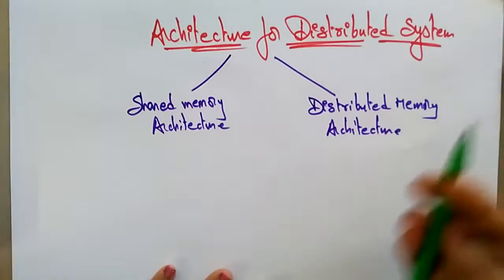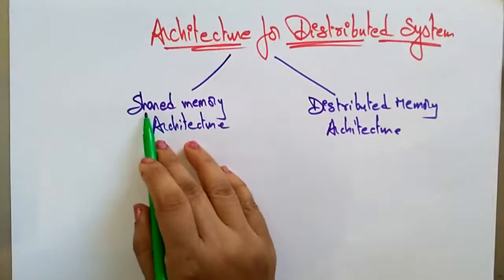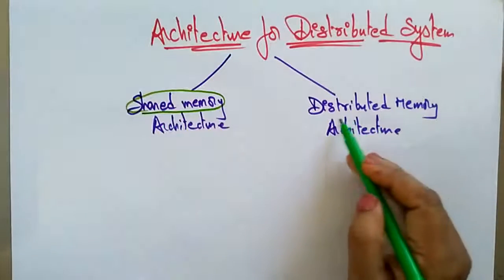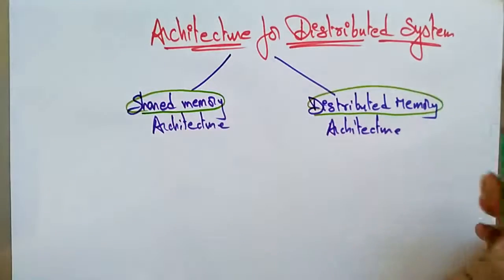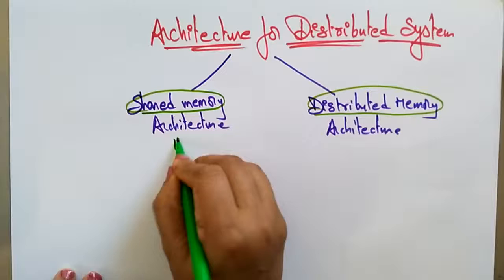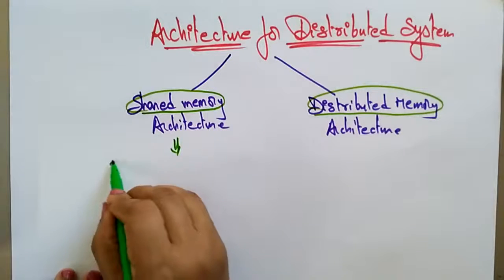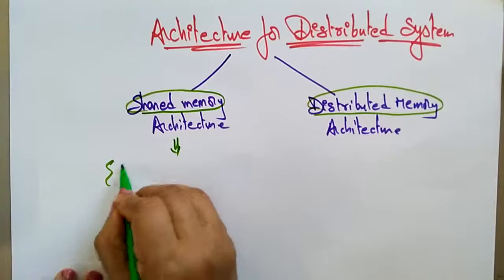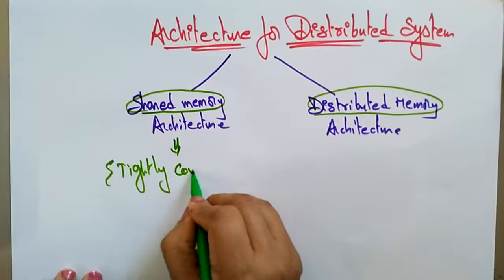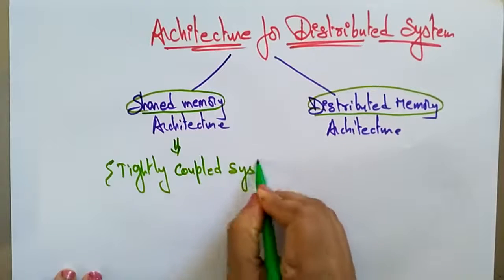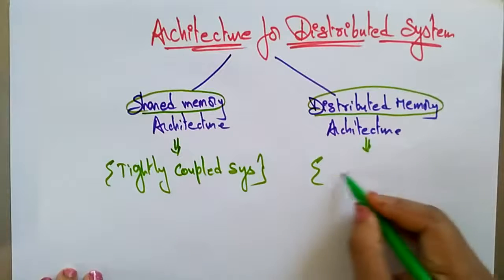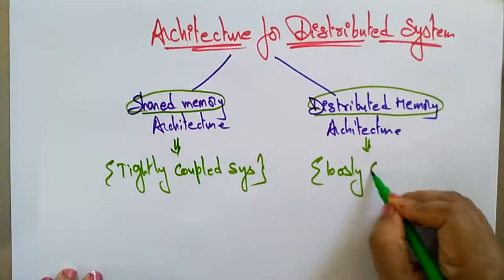By seeing these words you can understand that in this architecture we are using the shared memory and here we are using the distributed memory. So what is the main difference between the shared memory architecture and the distributed memory architecture? Shared memory architecture is also called tightly coupled systems, whereas distributed memory architectures we call loosely coupled systems.